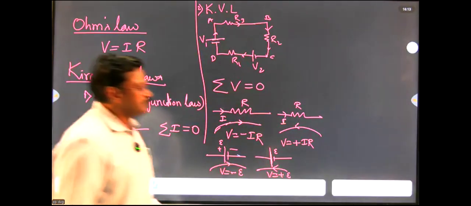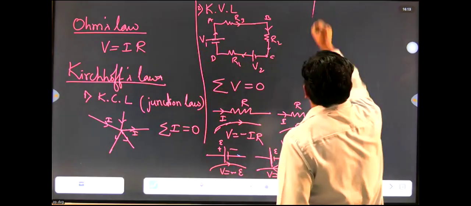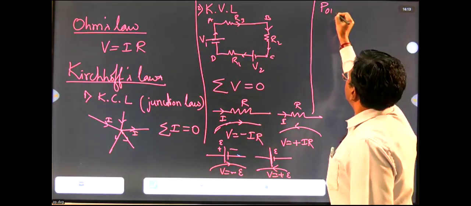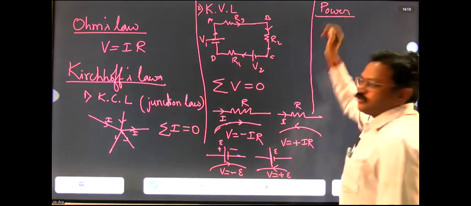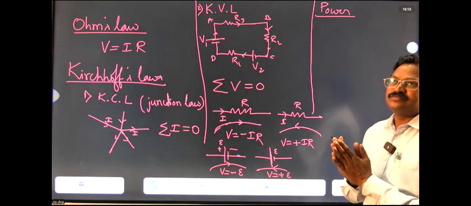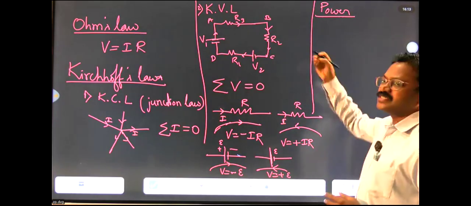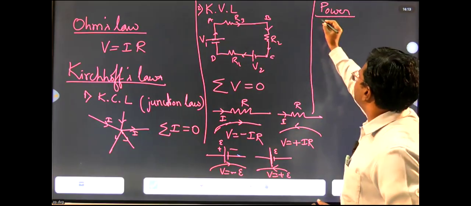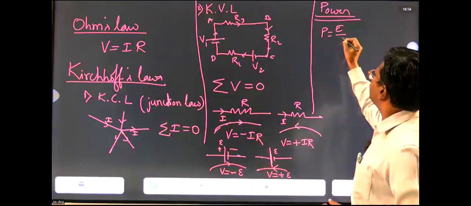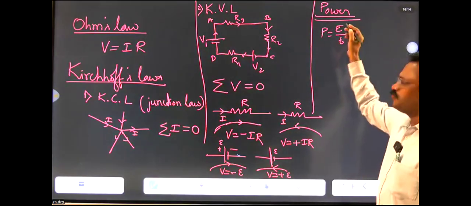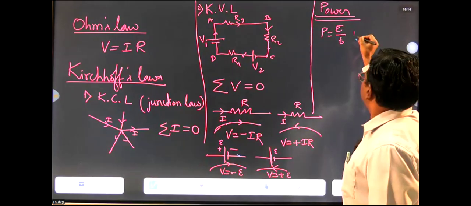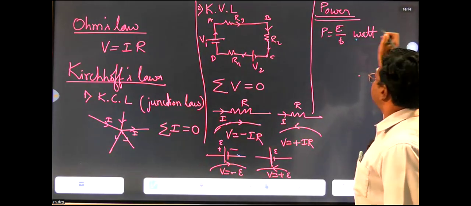Let us consider power. Whenever there is energy supplied, the rate at which energy is supplied by a source or the rate at which energy is consumed by a device is measured in terms of power. As you know, by definition, power is equal to energy consumed per unit time. The rate of consumption of energy is represented by power. Power is measured in terms of watt as the SI unit.